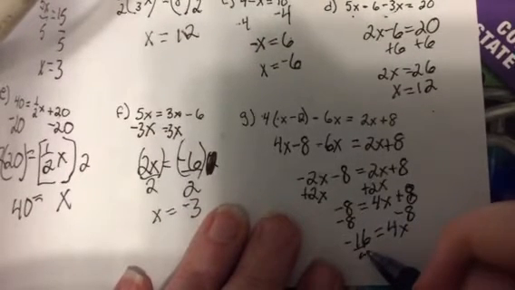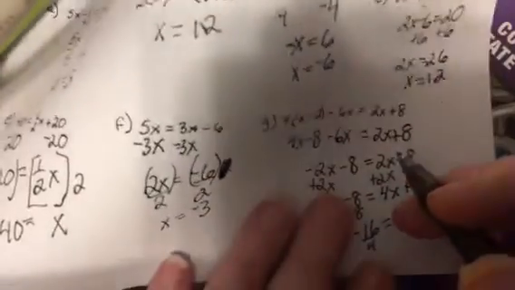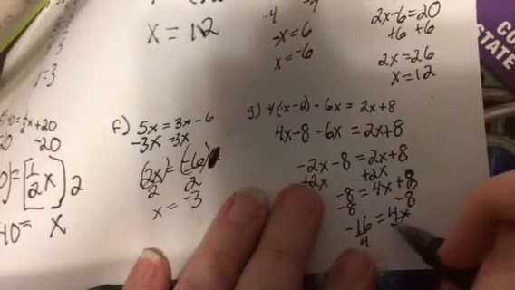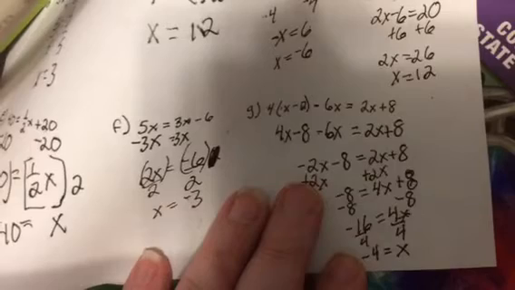Divide by 4. Well, it froze again. I don't know why this is freezing up on me. I apologize. I've only had this happen once before. I think I stole its Snicker bar and it's getting mad at me.